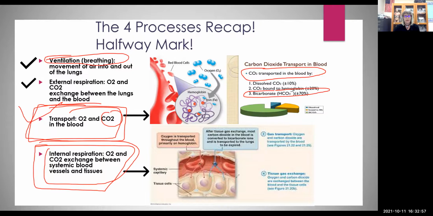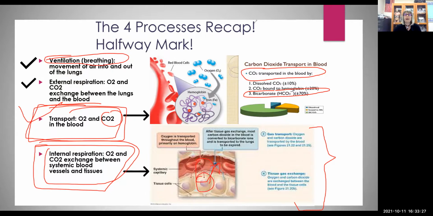So this is the next and final portion of our discussion, gas exchange, where oxygen and carbon dioxide are transported by the blood. So the cell, what's it going to get rid of? It's going to get rid of the CO2. And what is it going to need? It's going to need oxygen. It's going down again, that gradient from a higher concentration outside to a lower concentration inside the cell.